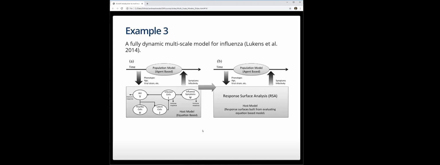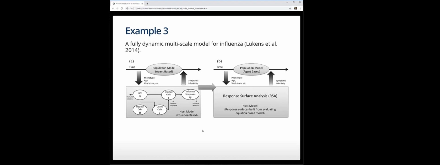The paper doesn't really have any major take-home message, so there wasn't a figure I could show that says, look, this is what you can find. But it does a nice exploration of how these components fit together and what it would mean if you tweak one of them. So if you're interested in these fully dynamic multi-scale models, that's a good one to look at.